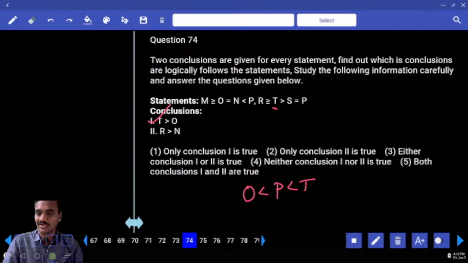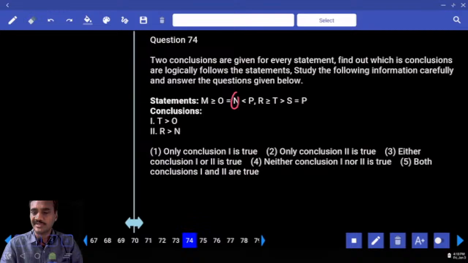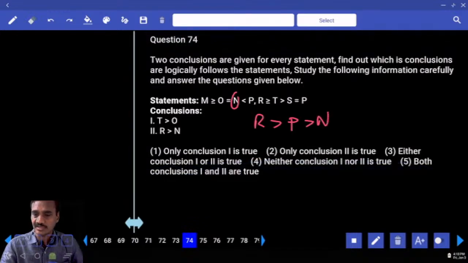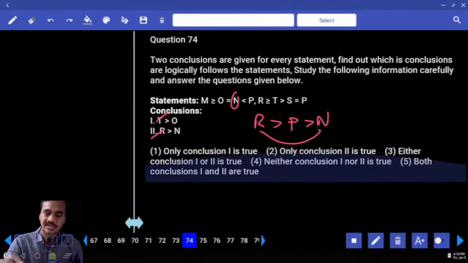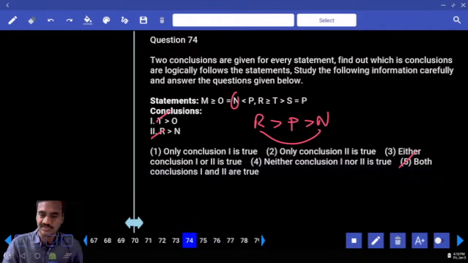And next one, the relation between R and N. N is here, O equals to N, and N and P, N lesser than P. R to N. R is here, R greater than P. And at the same time, N lesser than P means P greater than N. Hence R greater than N. Hence both 1 and 2, choice 4, question 74.